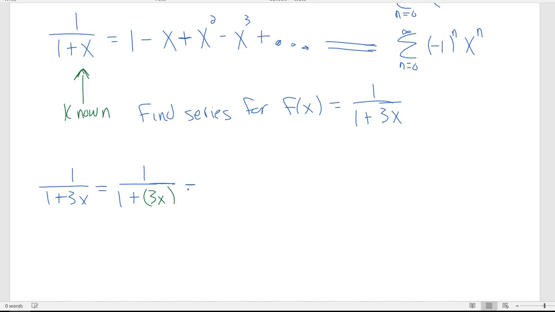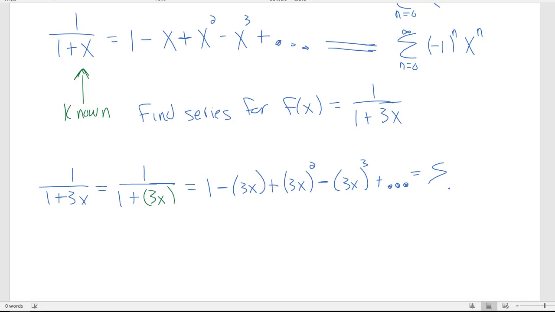So this is going to be 1, and then I have minus the x. I get minus 3x in this case. And then if I look back up here to my known series, I get plus the x squared. So that's 3x squared for our function that we're looking at now. And then I'm going to do minus the x cubed. So my quote-unquote x is 3x. And let's say plus dot dot dot.